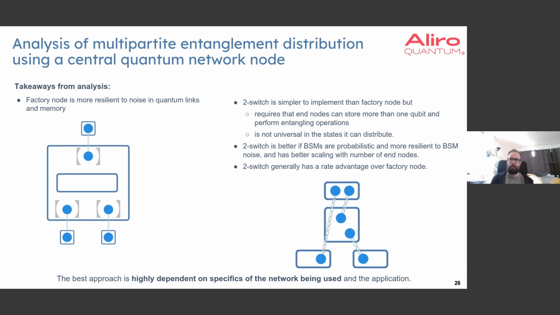and it's also better in general with its scaling with the number of nodes. So it can service a greater number of nodes in the end, and also has a rate advantage in general over the factory node. So I think that this actually was the opposite of what the authors expected. They expected the more complicated factory node to be overall better, and in some cases it is, but it generally depends. So I hope this gives you a sense of how we're thinking right now about how we can actually get entanglement to where it's supposed to be, and the best ways of doing this in the future.